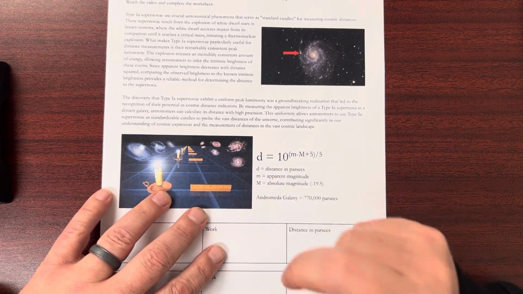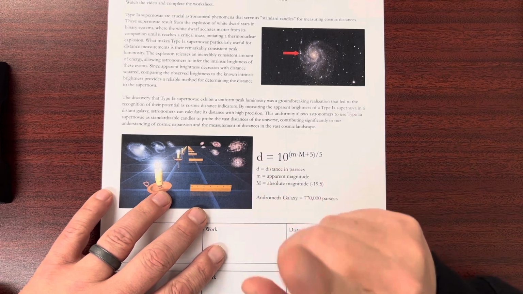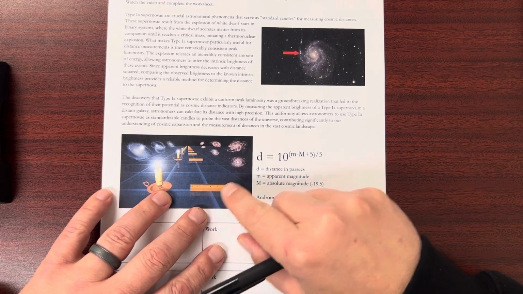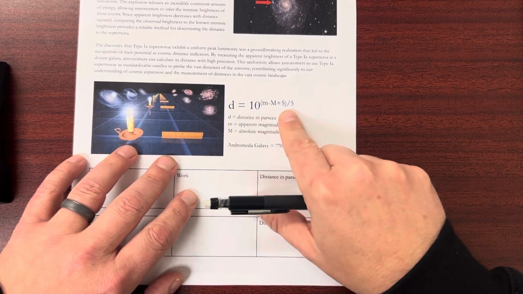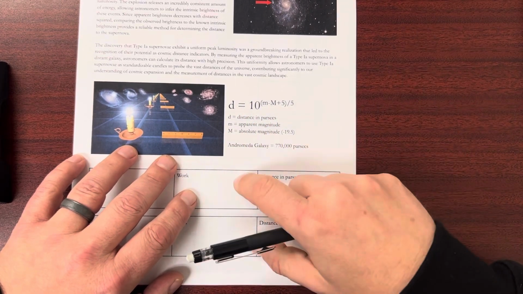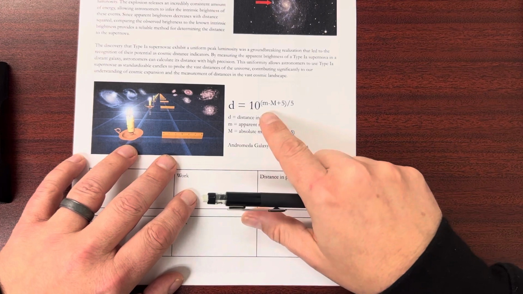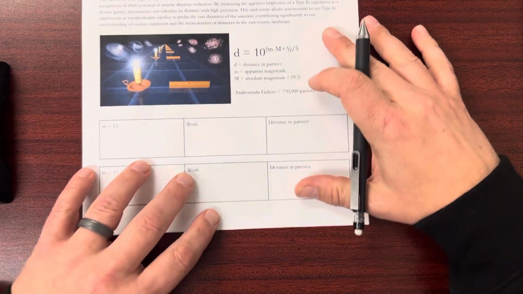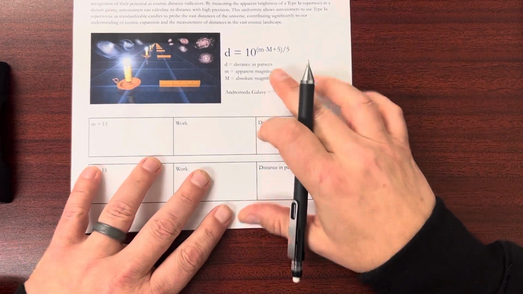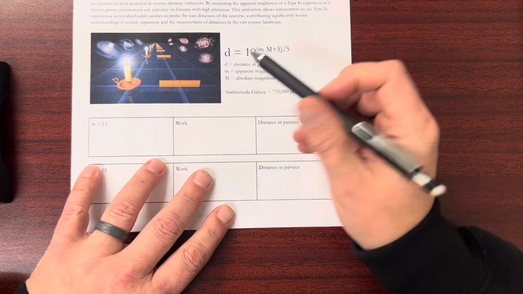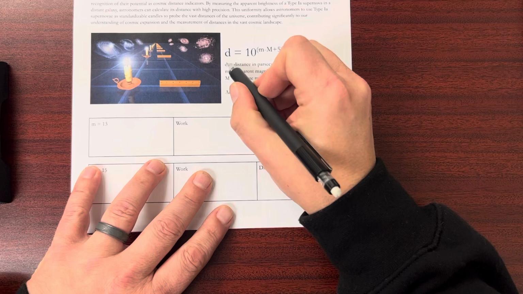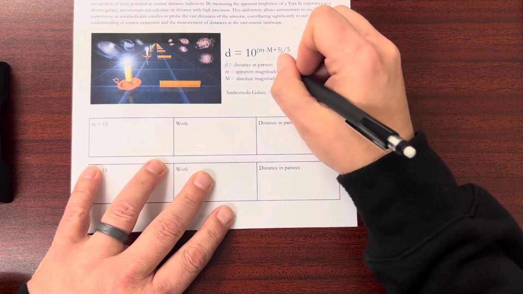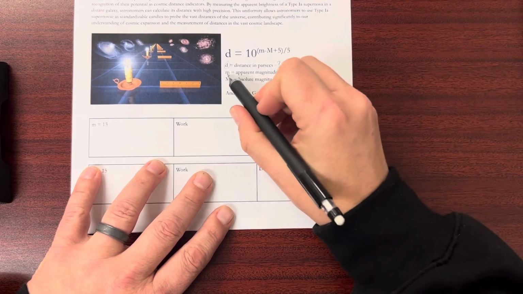So because we know what that magnitude is, we can use this equation right here. It looks intimidating, but it's not, to figure out how far away that supernova is. All right, let's do some of these. We'll do a couple of examples. So I have this big equation. Again, not as bad as you think. What we're going to be looking for is D. So that's what we want to find out.